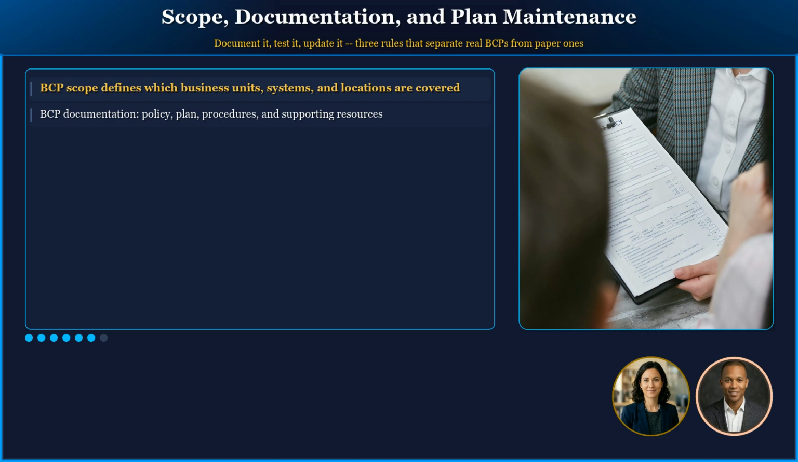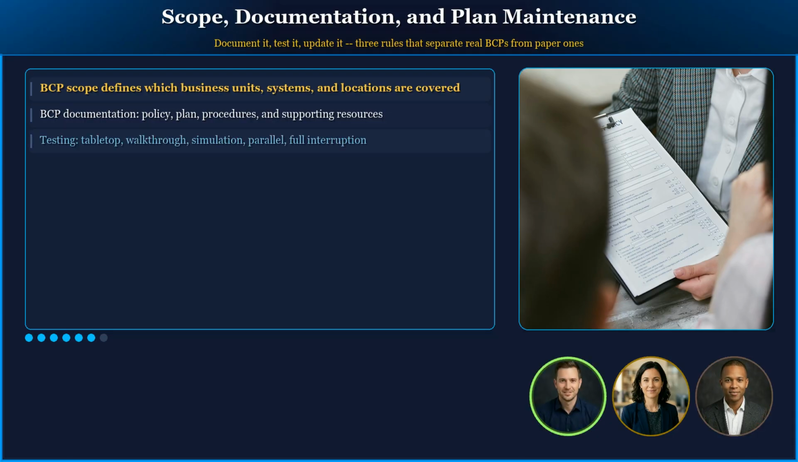I have seen organizations where the business continuity plan covered headquarters and forgot about the outsourced data processing center that handled 60% of their transaction volume. When that facility had an issue, leadership discovered the gap during an actual incident, not a tabletop exercise. Scope definition is not a formality.